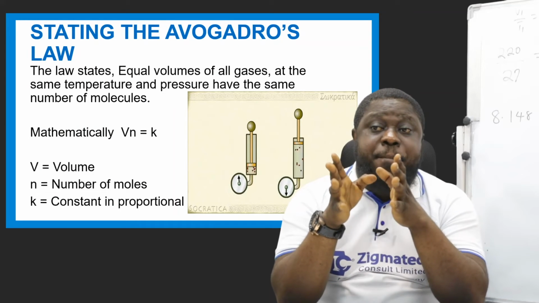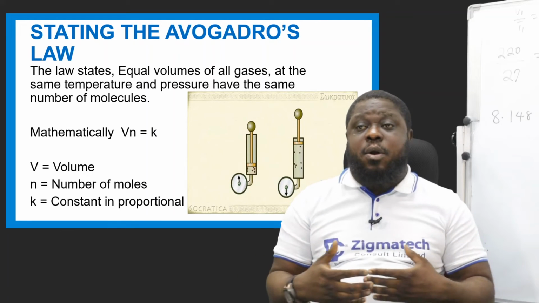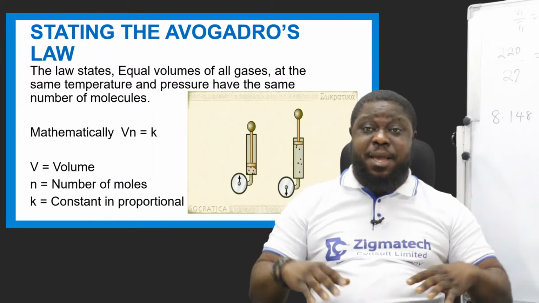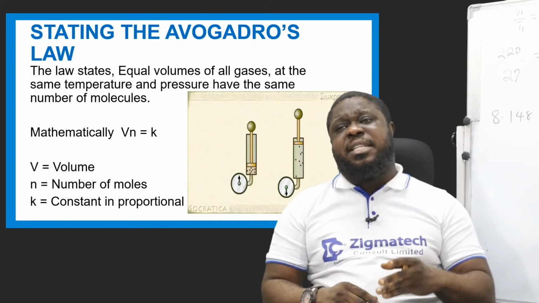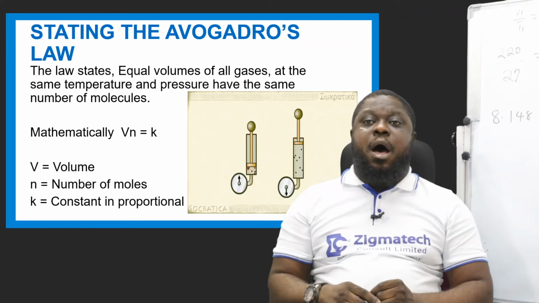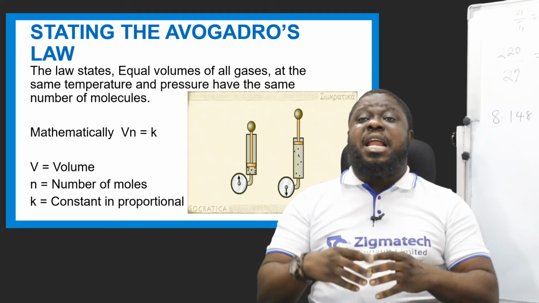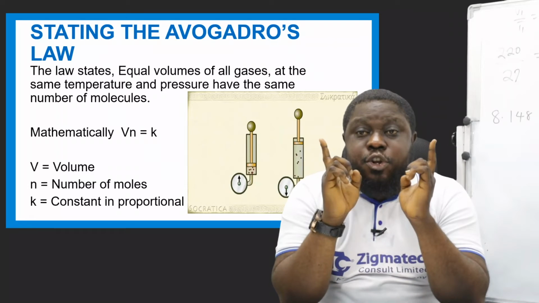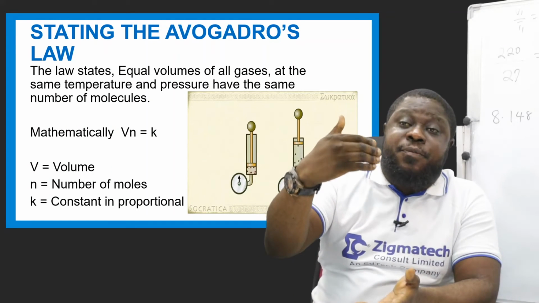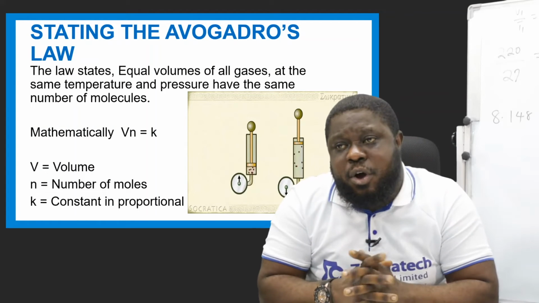As you're seeing, the number of molecules are the same. So he said equal volumes of all gases. No matter the gas, as long as their volumes are the same, the temperature will be the same and the pressure will be the same. In essence, it's telling us that the volume of gases is directly proportional to the number of molecules at the same temperature and pressure. You can define it like that.